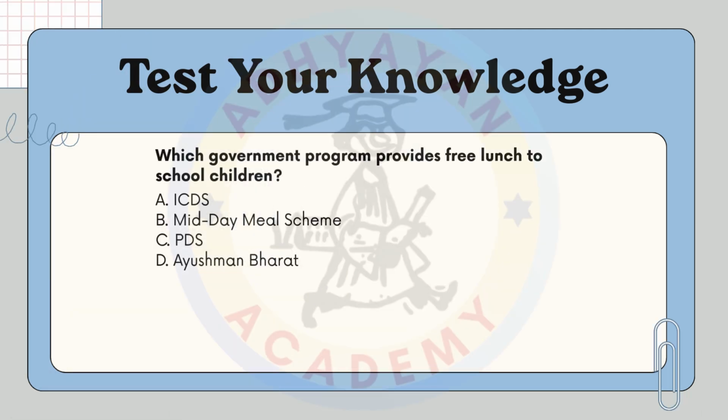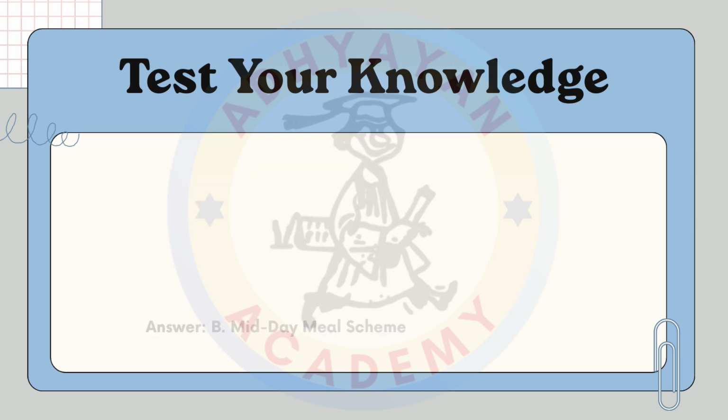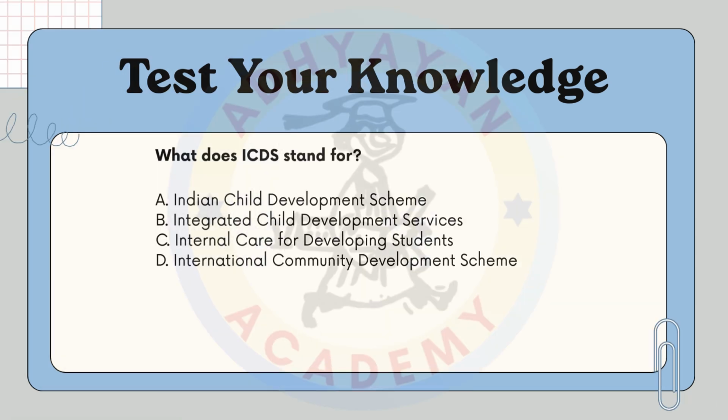Which government program provides free lunch to school children? A. ICDS. B. Mid-day meal scheme. C. PDS. D. Ayushman Bharat. What does ICDS stand for? A. Indian Child Development Scheme. B. Integrated Child Development Services. C. Internal Care for Developing Students. D. International Community Development Scheme.